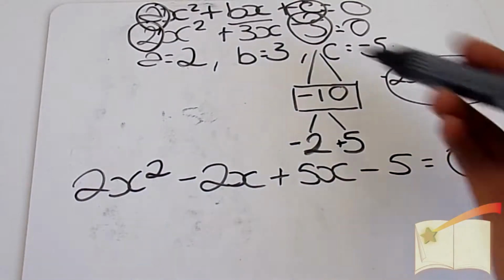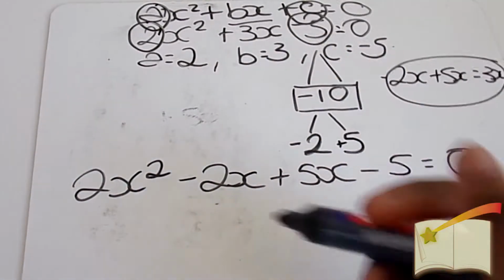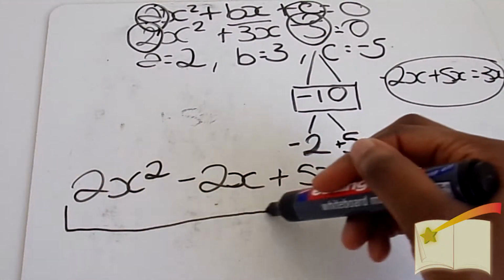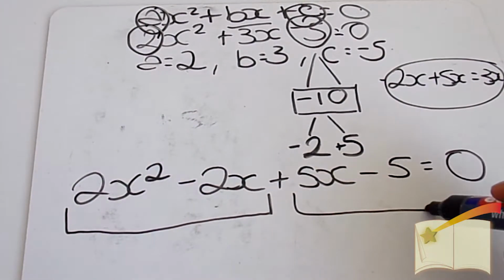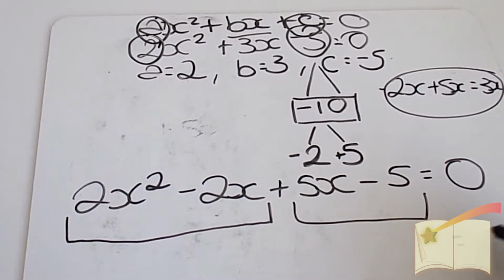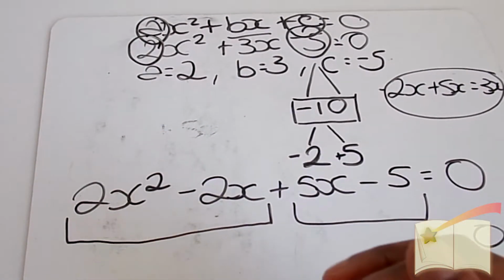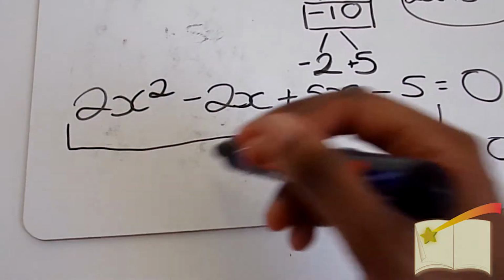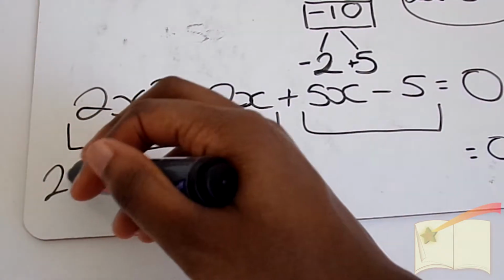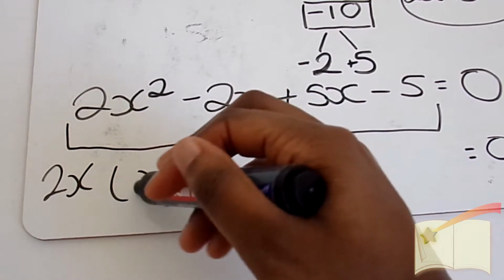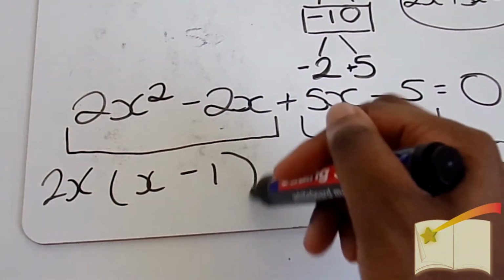You then factorize your equation. So I'm going to start off by factorising the first part, 2x squared minus 2x. Take out 2x, that will leave you with x minus 1. And we're going to take out 5 from the next bracket, which will also leave me with x minus 1.